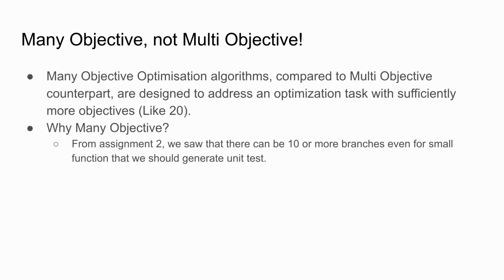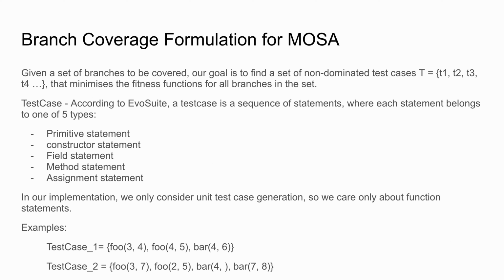Many-objective, not multi-objective. Many-objective optimization algorithms, compared to multi-objective counterparts, are designed to address an optimization task with sufficiently more objectives, like 20. Why many-objective? From assignment 2, we saw that there can be 10 or more branches even for a small function that we should generate a unit test for. Branch coverage formulation for MOSA. Given a set of branches to be covered, our goal is to find a set of non-dominated test cases T that minimize the fitness functions for all branches in the set.